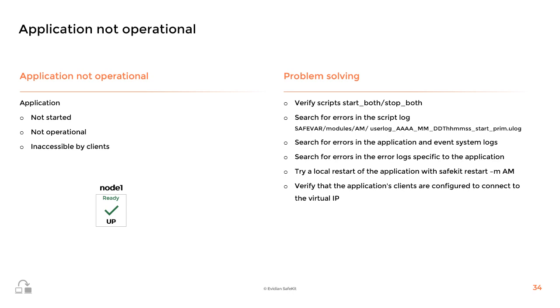Then, check for errors in the application and event system logs of Windows or Linux. Additionally, search for errors in the error logs specific to the application. You can try a local restart of the application using the SafeKit restart command. Ensure that the application's clients are configured to connect to the virtual IP.